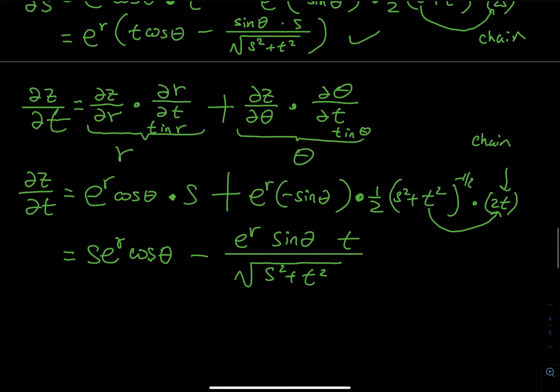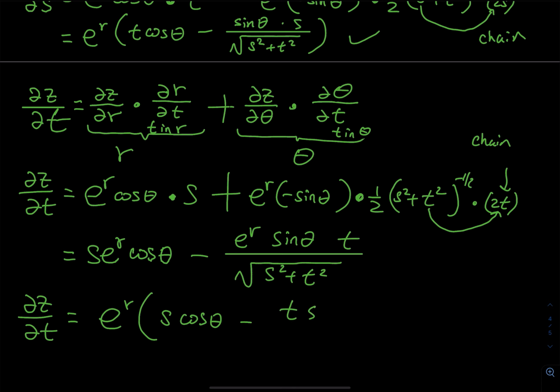Okay, can we rewrite that? So partial z with respect to t, I can factor out e to the r. That's what they share in common. So this will be a variable s times cosine of theta, and then minus t sine of theta divided by the square root of s squared plus t squared. There we go. Yep, that will be the partial derivative. So this will be the partial z with respect to t.